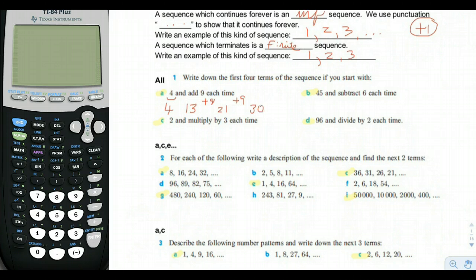So these are pretty easy, right? First number is 45. We're going to subtract 6 every time. Oh, they're getting tricky here. They're doing subtraction instead of addition. We can do that, though. We don't even need the calculator.